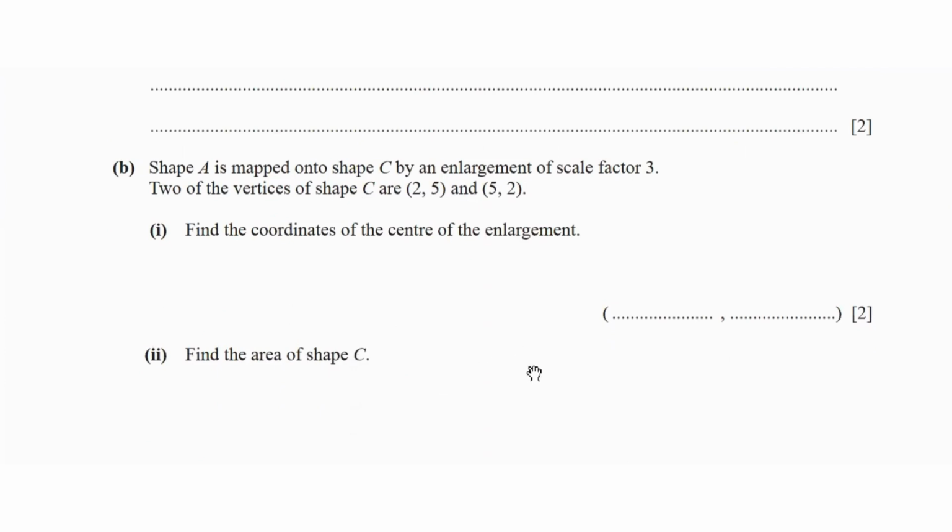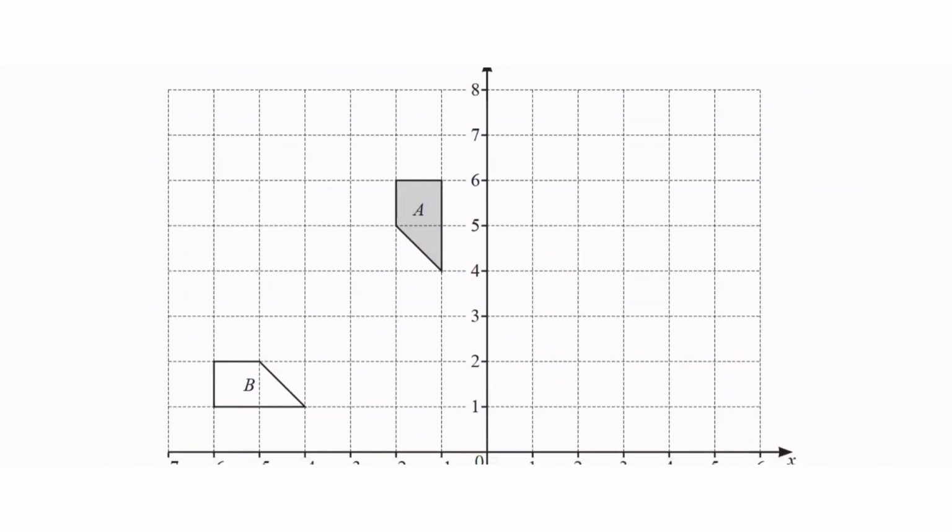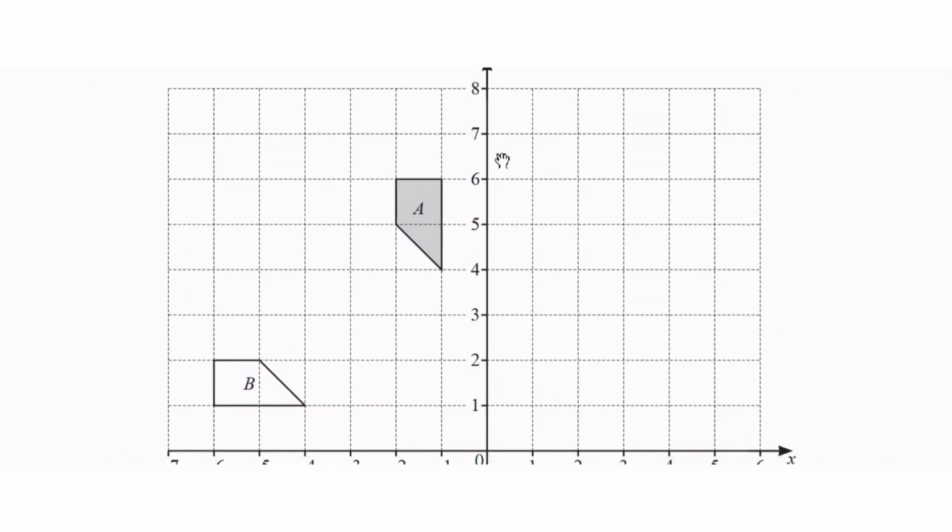So it says shape A is mapped onto shape C by an enlargement of scale factor 3. Two of the vertices of shape C are (2, 5) and (5, 2). Find the coordinates of the center of enlargement and then find the area of shape C. So scale factor is 3, (2, 5) and (5, 2). Let's connect this.